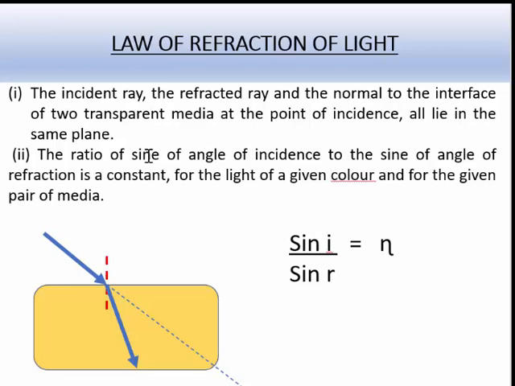I told you the difference between reflection and the refraction. Reflection means the light will come from one medium and will be reflected back in the same medium. Whereas in case of refraction, the light travels in one medium and it enters in the second medium, which is what is refraction. Let's also learn about the various laws of refraction. The first law of refraction says that the incident ray, the refracted ray and the normal to the interface of the two transparent media at the point of incidence all lie in the same plane.